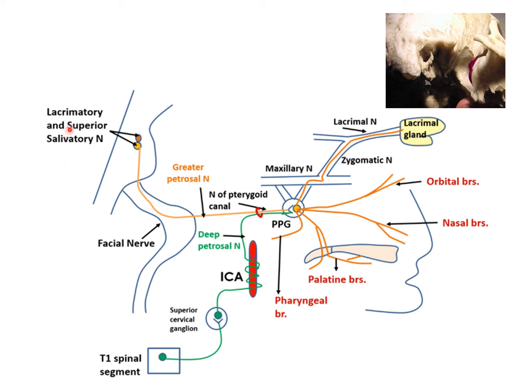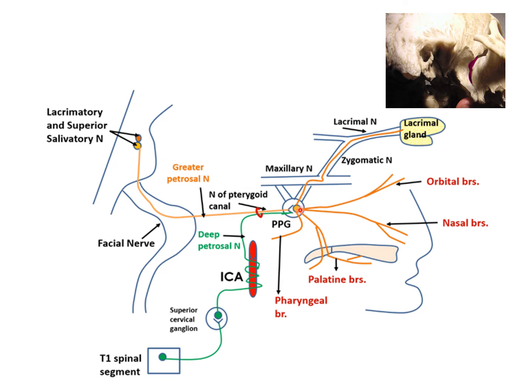So the fibers originate in the lacrimatory and superior salivatory nuclei in the lower pons, then join the nervus intermedius, greater superficial petrosal nerve, which joins with the deep petrosal nerve from the sympathetic plexus around the internal carotid artery to form the nerve of pterygoid canal, which passes through the pterygoid foramen on the posterior aspect of the pterygopalatine fossa to join the pterygopalatine ganglion.